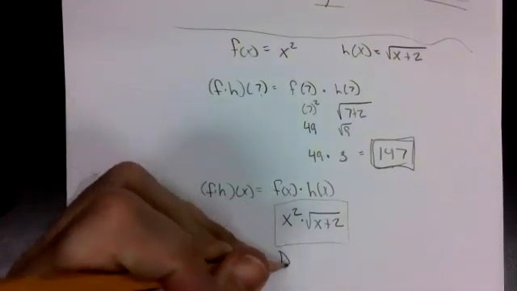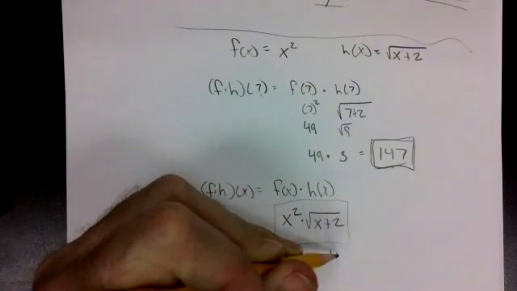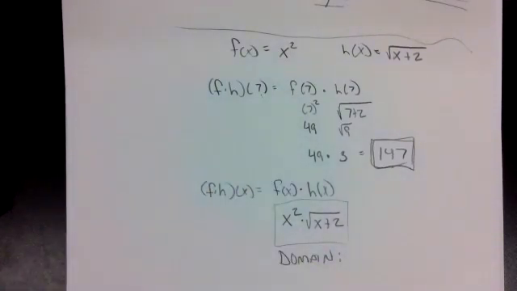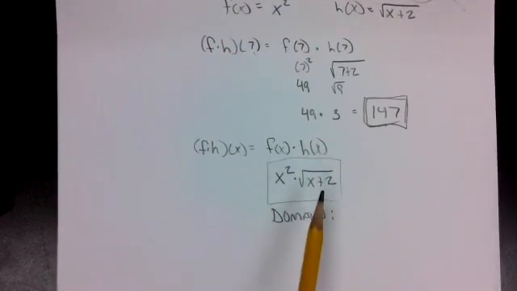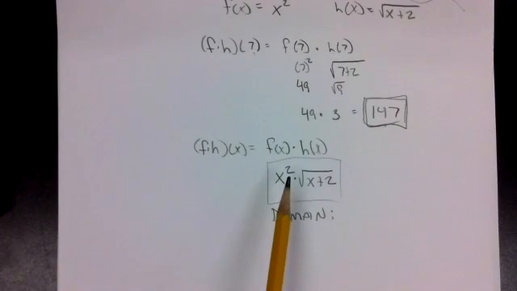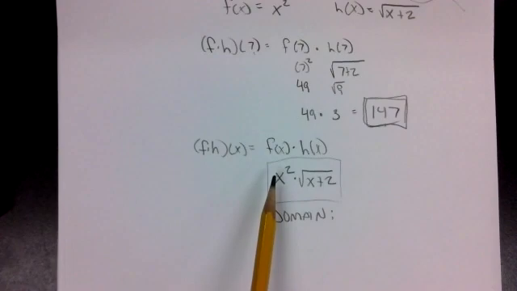Again, if they ask for the domain, this one also has a limiter. Just like fractions are a limiter, so are potentially square roots of a negative number. The x squared doesn't matter. It doesn't matter what you plug in for x. You can square anything. You can square 1. You can square 17. You can square negative 3.9999999. Doesn't matter what you plug in here.